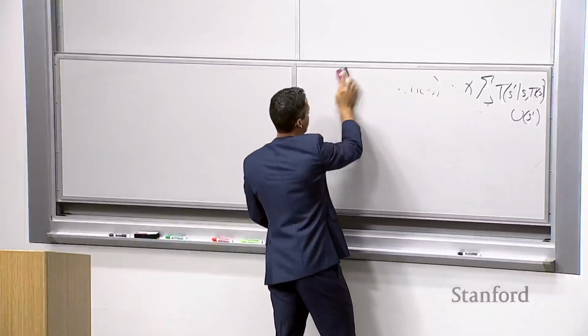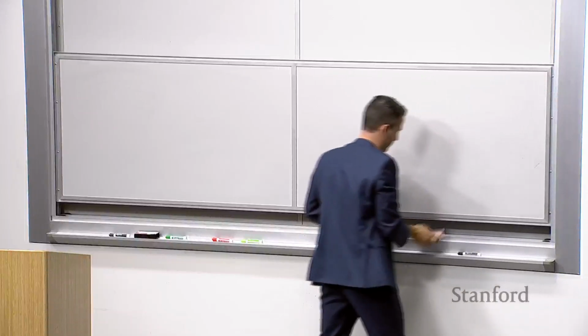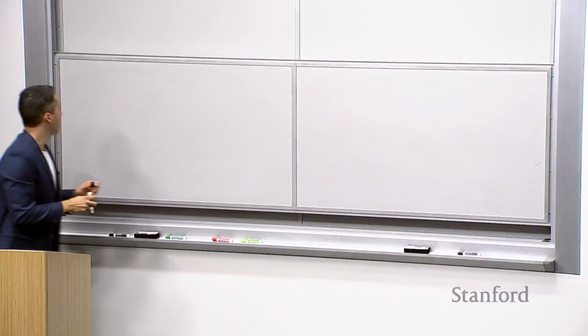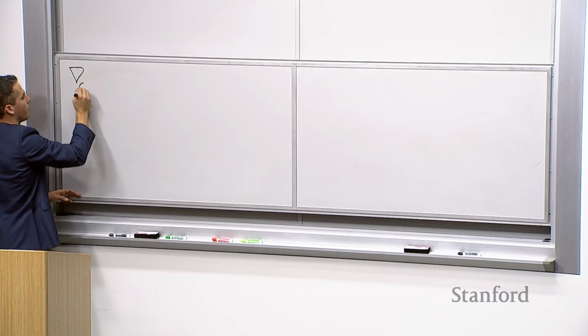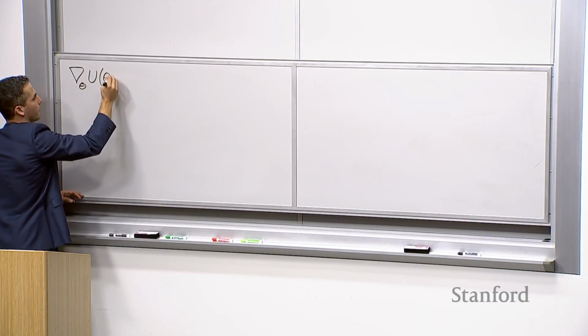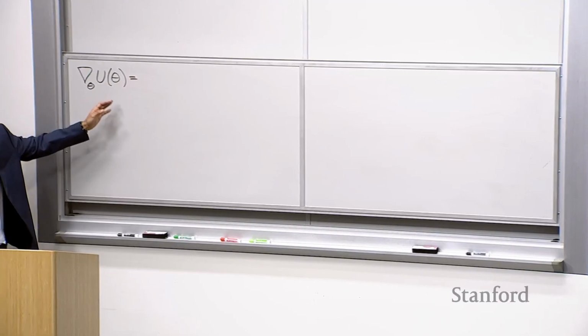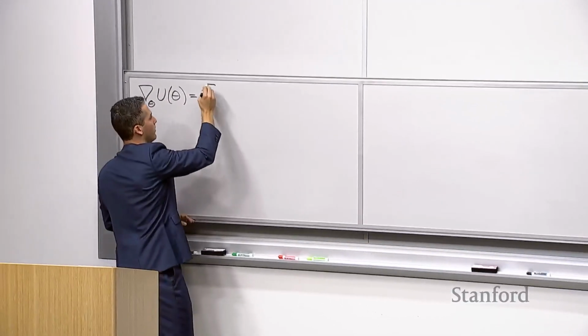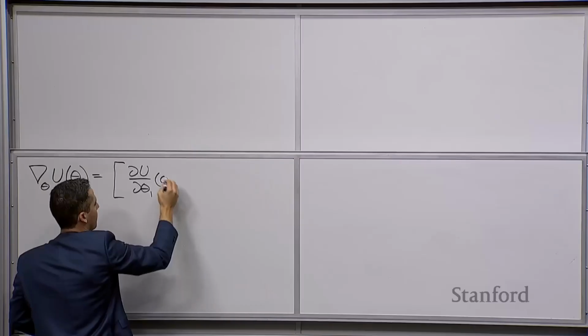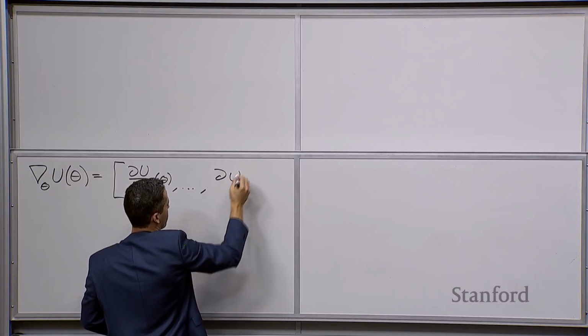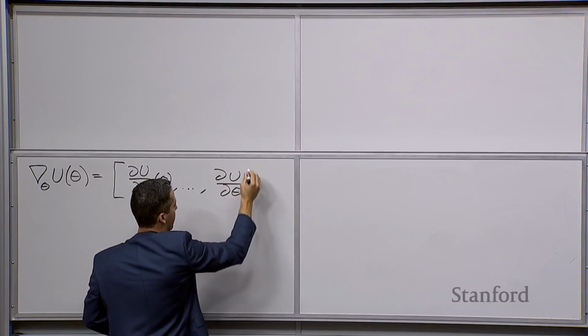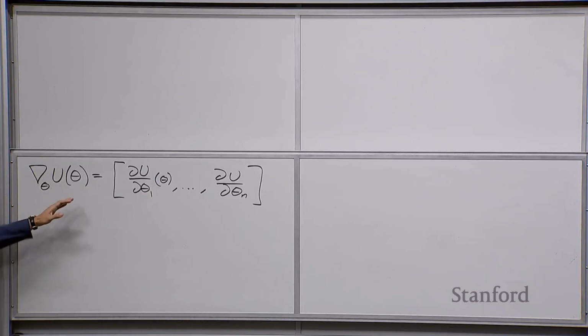For finite difference, what we're going to start with is just looking at the definition of the gradient. What we want to get to here is an expression for the gradient with respect to theta of u of theta. From the definition of the gradient, this will be the partial derivative of u with respect to theta 1, and then we'll do that for each of our n parameters, so then with respect to theta n. That's just the definition of the gradient that we're working with.